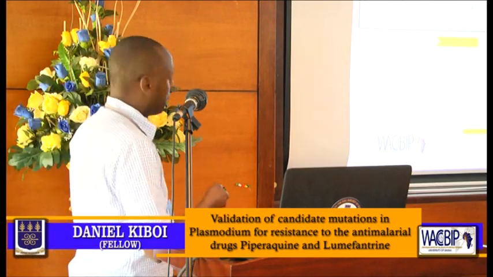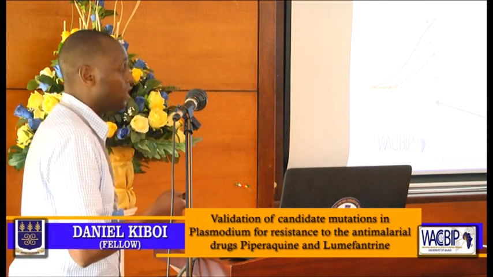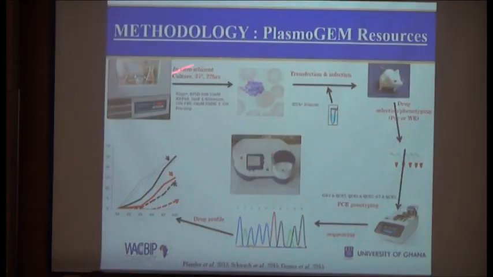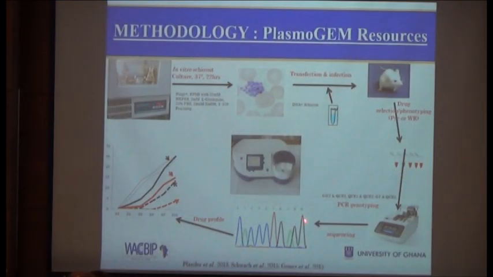What I did first was to capture schizonts and prepare the vector. You transfect, and once you infect mice, you select using either pyrimethamine or WR. And once you have the phenotype, then you can genotype with a panel of primers. The quality control primers test whether your vector is in the parasite, and check whether you have integrated the vector into the right position. Also test whether you have repaired the mutation. Once you have tested that, then you do the drug profile.